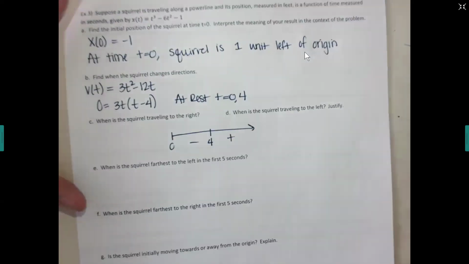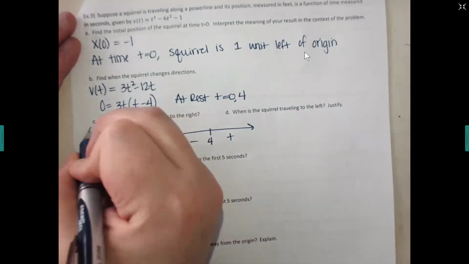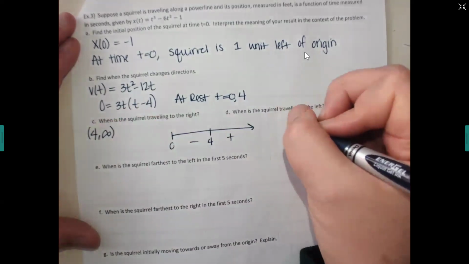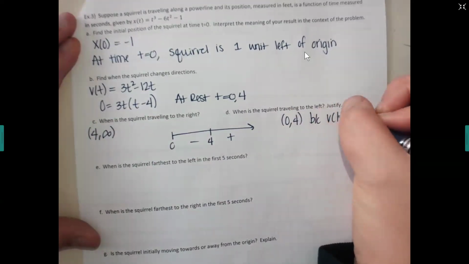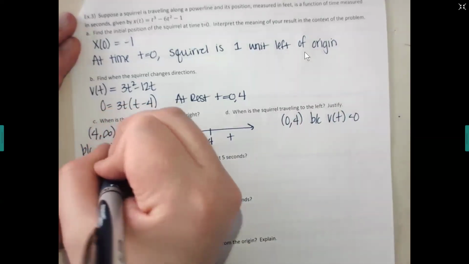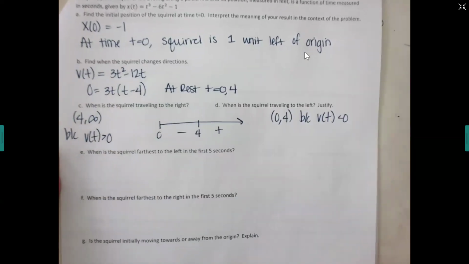All right, look up for your parts A, B, C, D. See if you got it right. Okay, traveling to the right from 4 to infinity. Traveling to the left from 0 to 4. Okay, because V of t is less than 0 for the left, and greater than 0 for the right.